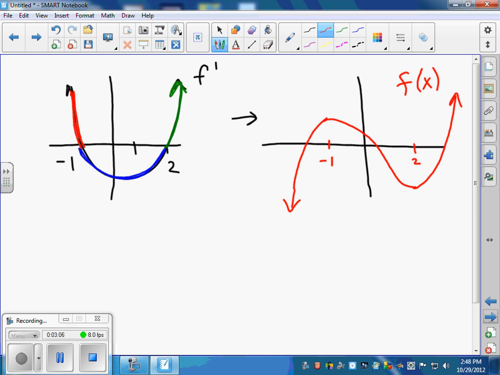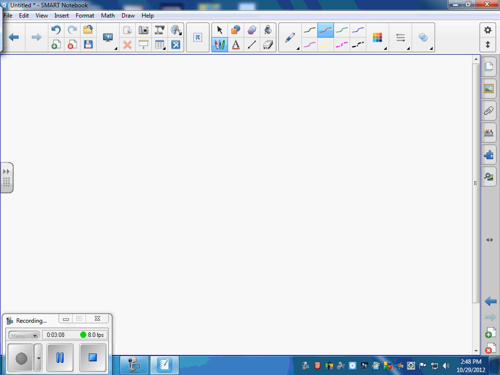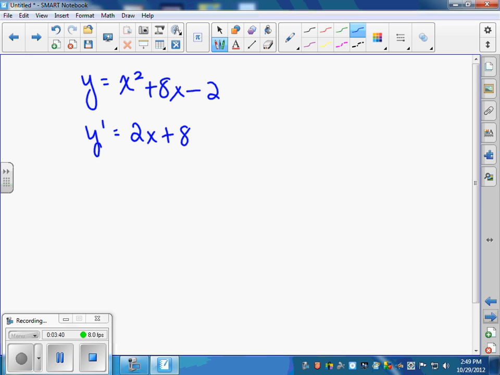Now what we're going to do is spend our time doing the same kind of idea, but using algebra. And I think some of you are going to like that better, because you're going to have some equations to work with. It actually requires less thinking. So let's say we had this, y equals x squared plus 8x minus 2. And I want to get the graph of that, and I want to use the first derivative for right now to help me do that. So I'm going to start by taking the derivative, because remember, that's going to tell me my slope. And when I do, I'm going to get 2x plus 8.